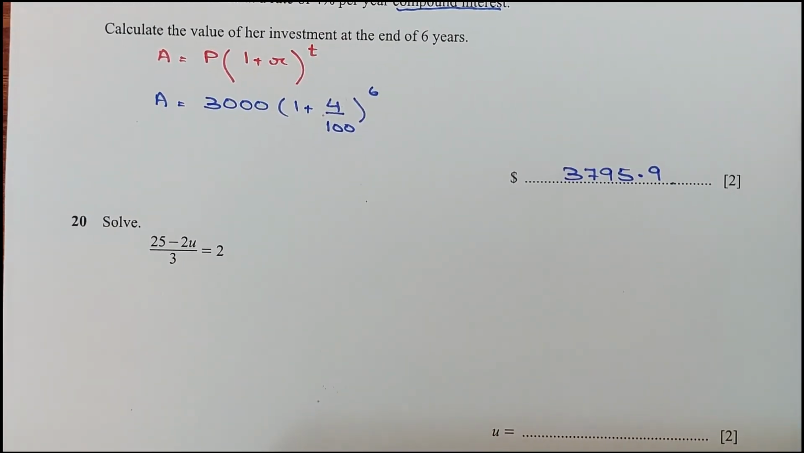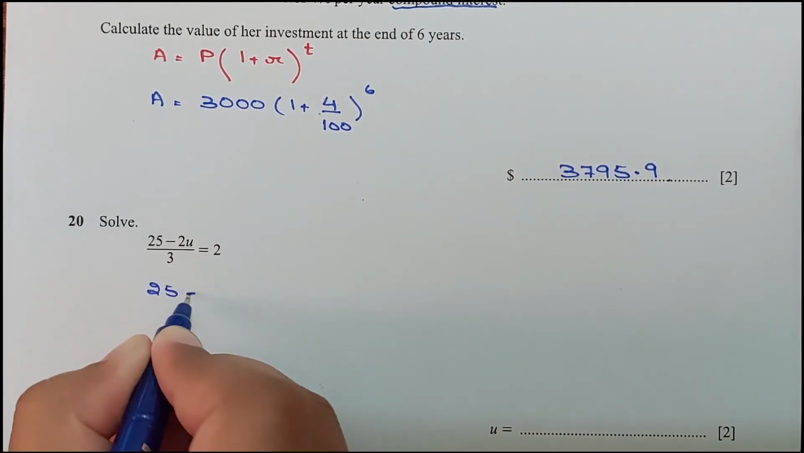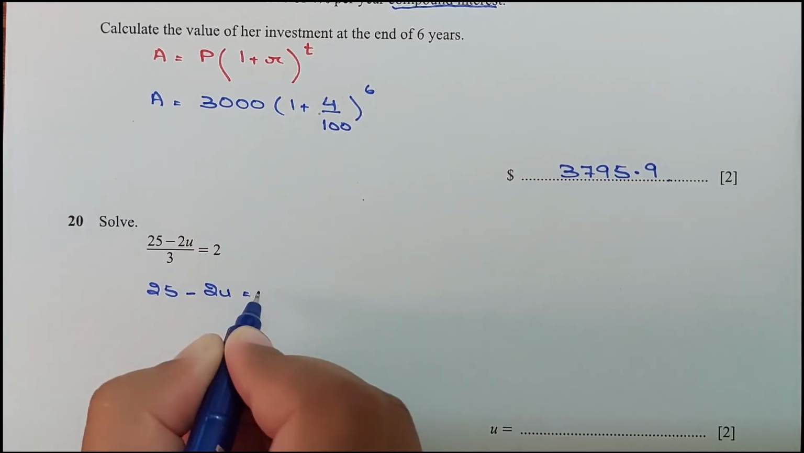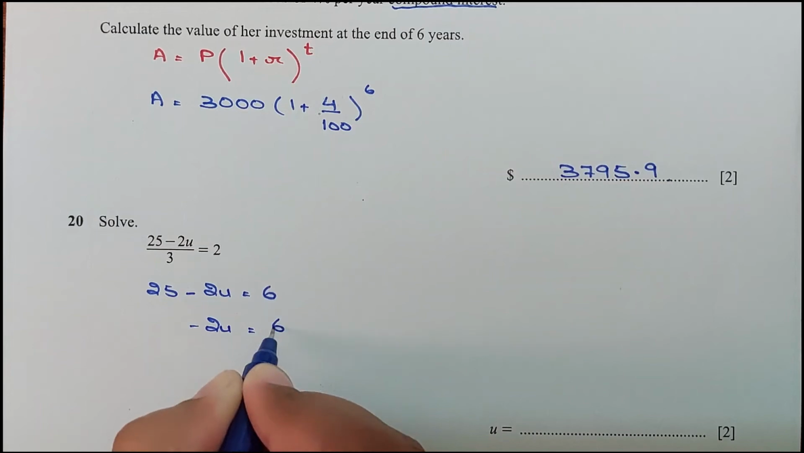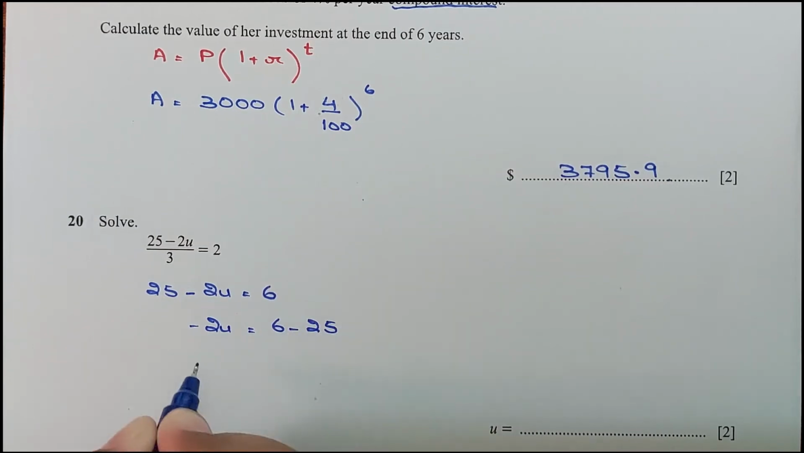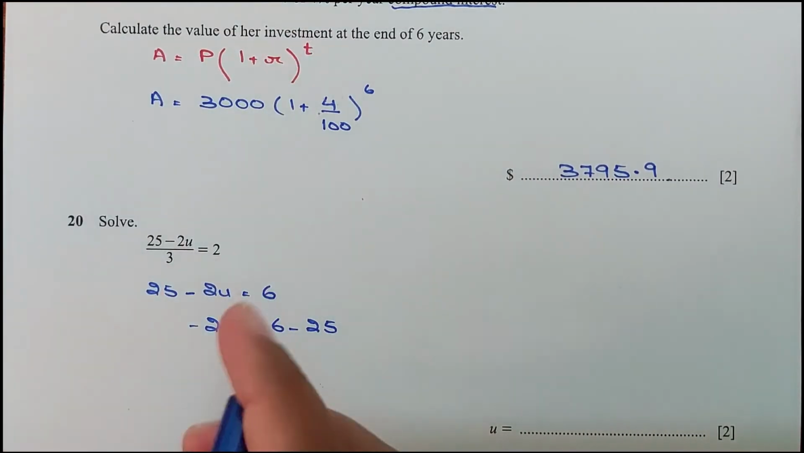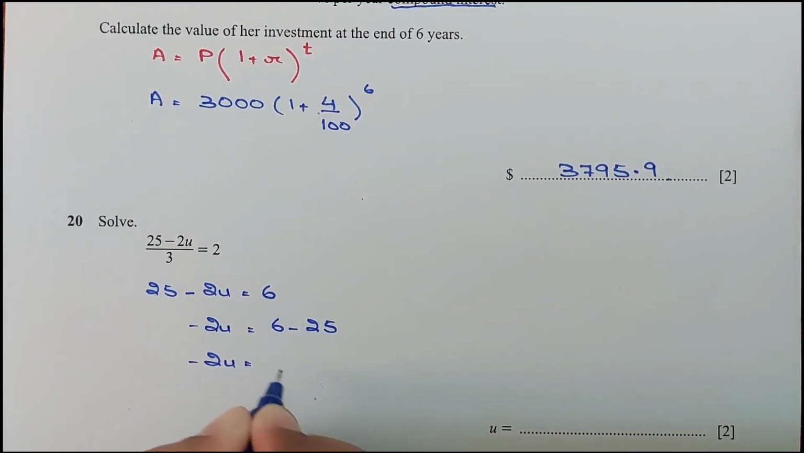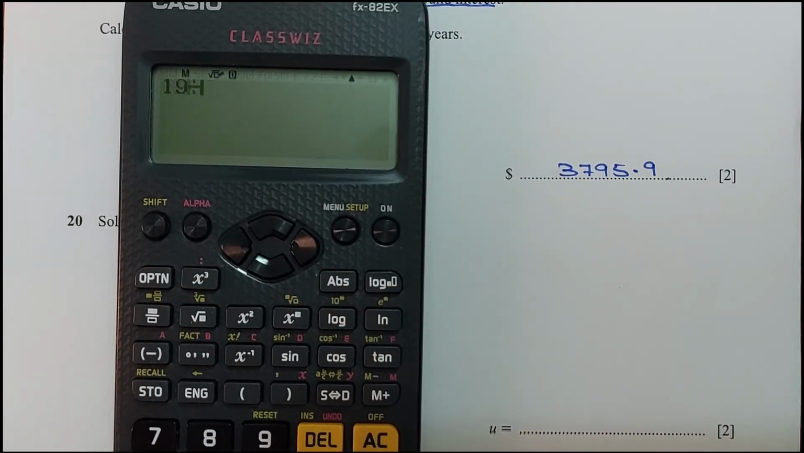Question number 20, we have to solve this. We have to solve for u basically. So 25 minus 2u, this would be 2 times 3 is 6. 25 minus 2u equals 6. Take away 25. So we have 6 minus 25 is negative 19. So minus 2u is minus 19. Cancelling the negative sign, u would be equal to 19 divided by 2, or in terms of fraction, 9.5 is the u value.